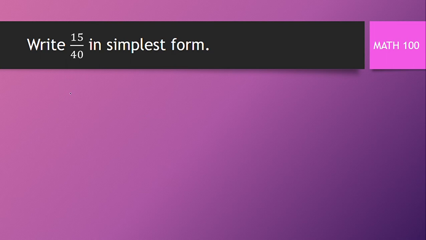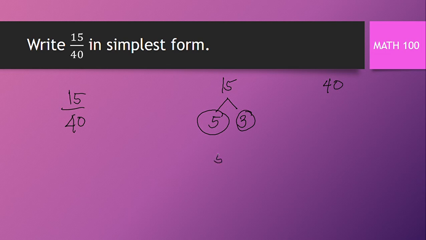So we have here 15 over 40. We wish to come up with the simplest form in that one. So we apply the GCF that we've learned. So 15 and then 40. We are to do prime factorization here to come up with the GCF. So for 15, we have 5 and 3. 5 is prime and 3 is also prime. So the factors of this one are 5 and 3.